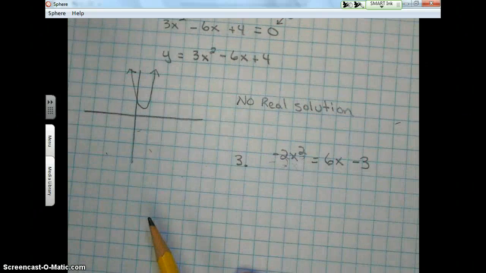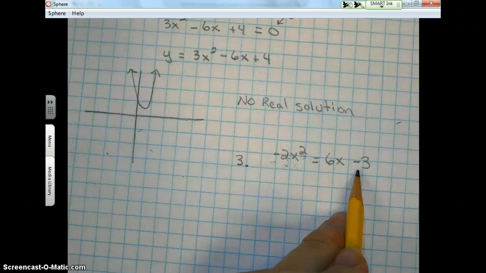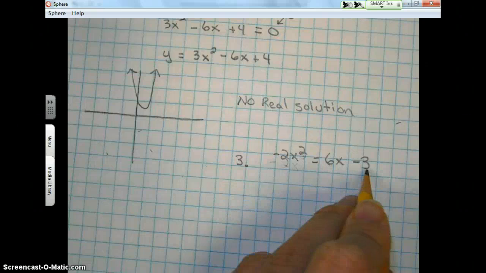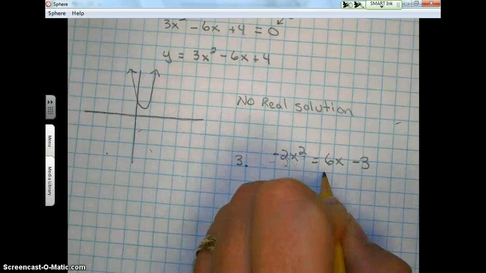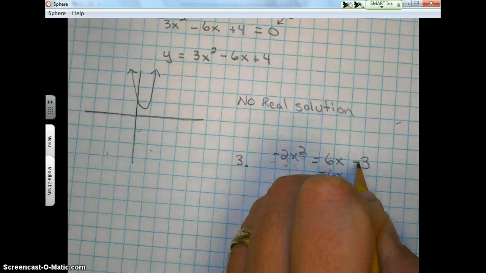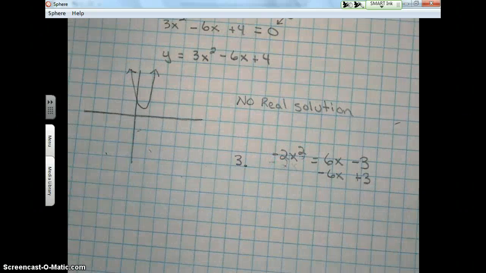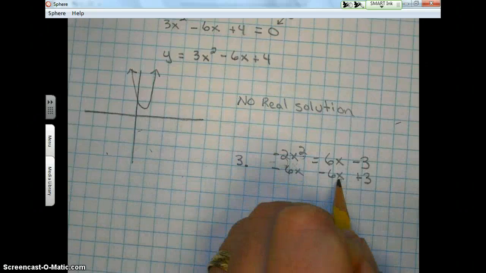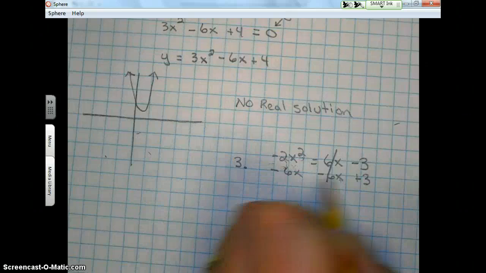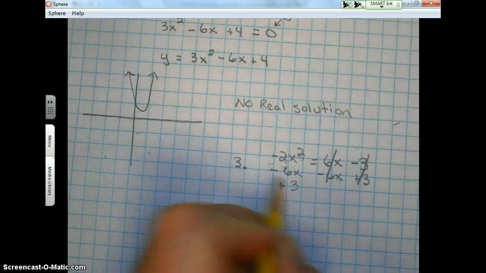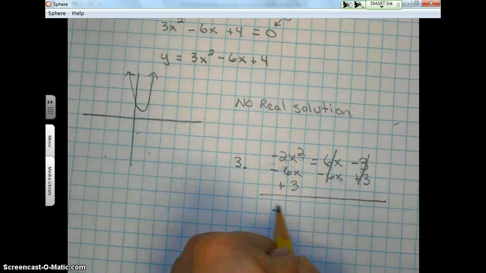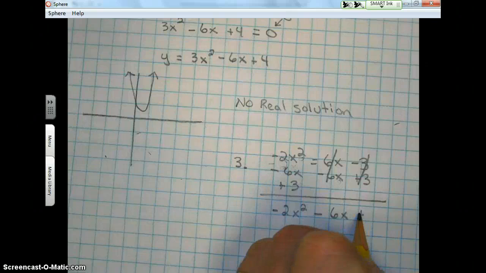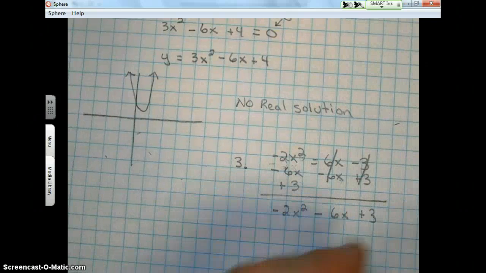Okay, last example. First thing we need to do is set the equation equal to 0. So I'm going to go ahead and move everything over here to the left. So I'm going to cancel out my 6x. I'm going to cancel out my -3 by adding 3. So moving these over. Remember, whatever you do to one side, you have to do to the other side. So we get -2x squared minus 6x plus 3. And that's going to be equal to 0.